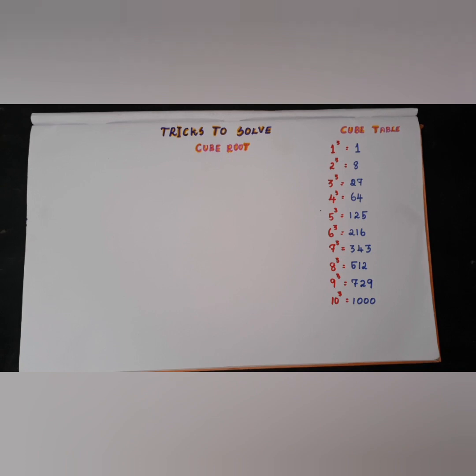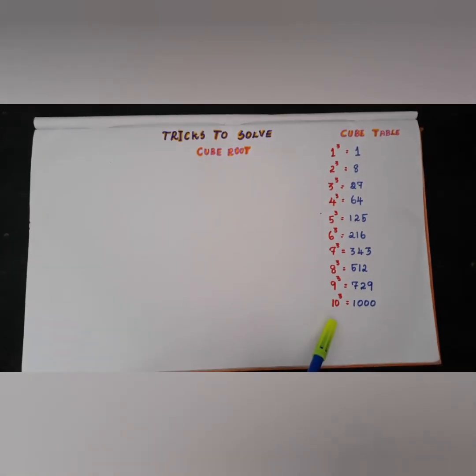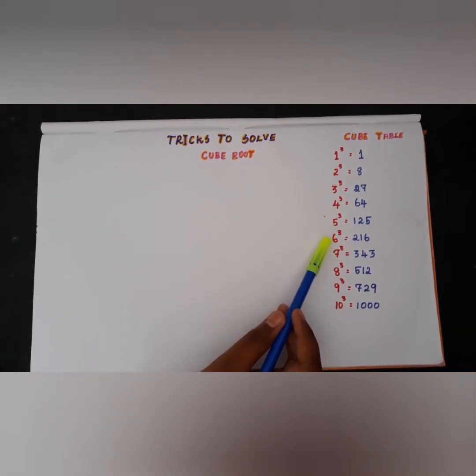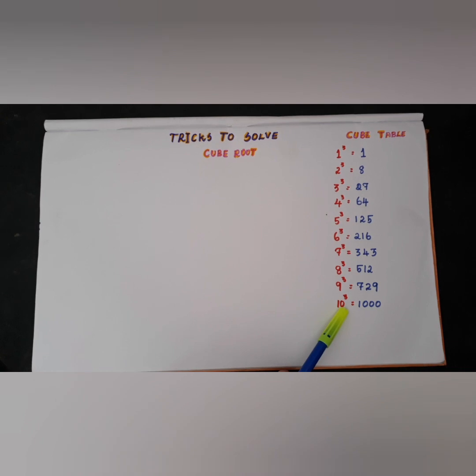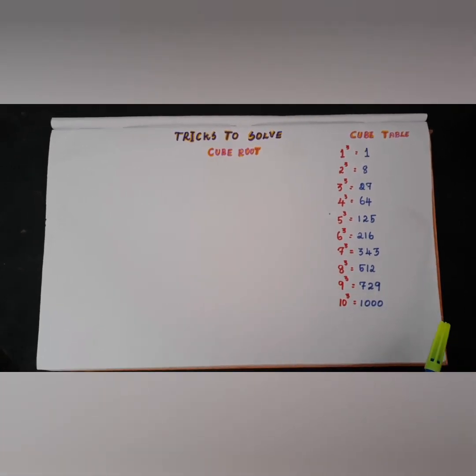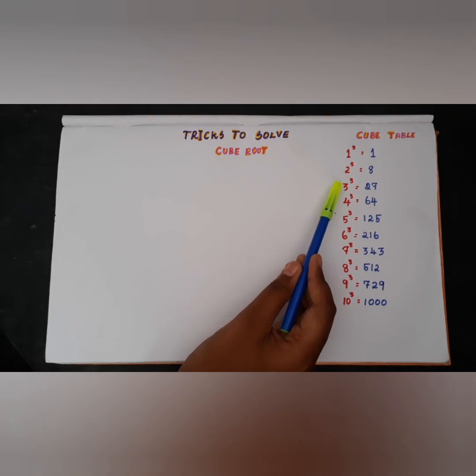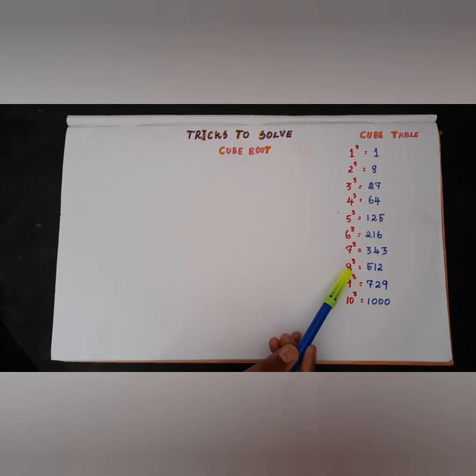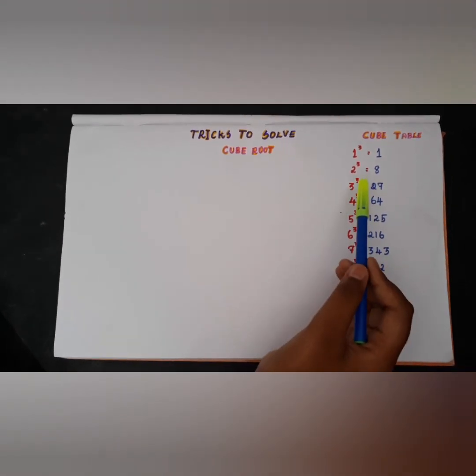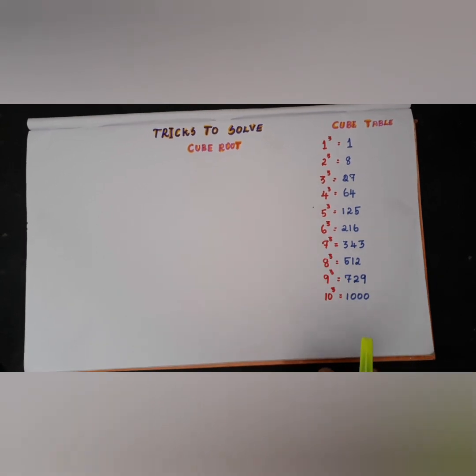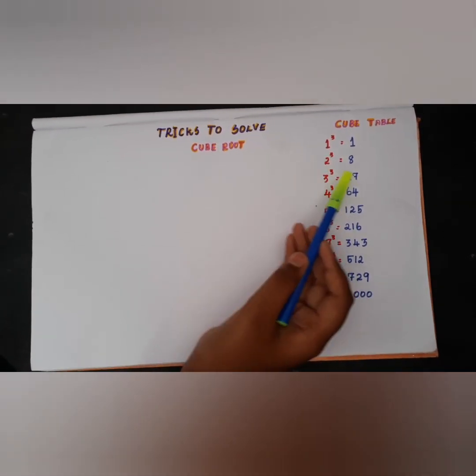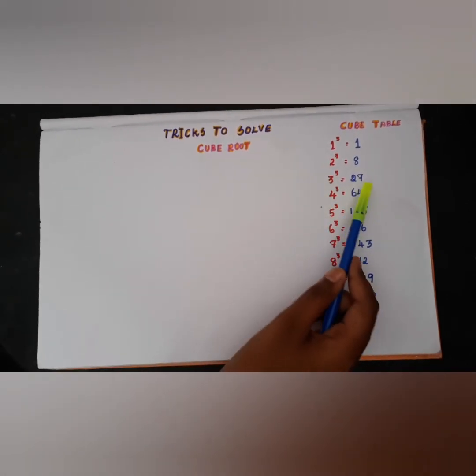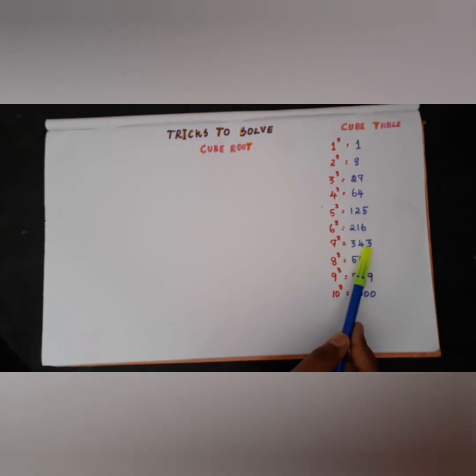Now we are going to see the combination of these numbers. The numbers 1, 4, 5, 6, 9 and 0 have the same unit digits. And the numbers like 2, 3, 7, 8 have different combinations. 2 is a combination of 8 and 8 is a combination of 2. 3 is a combination of 7 and 7 is a combination of 3.